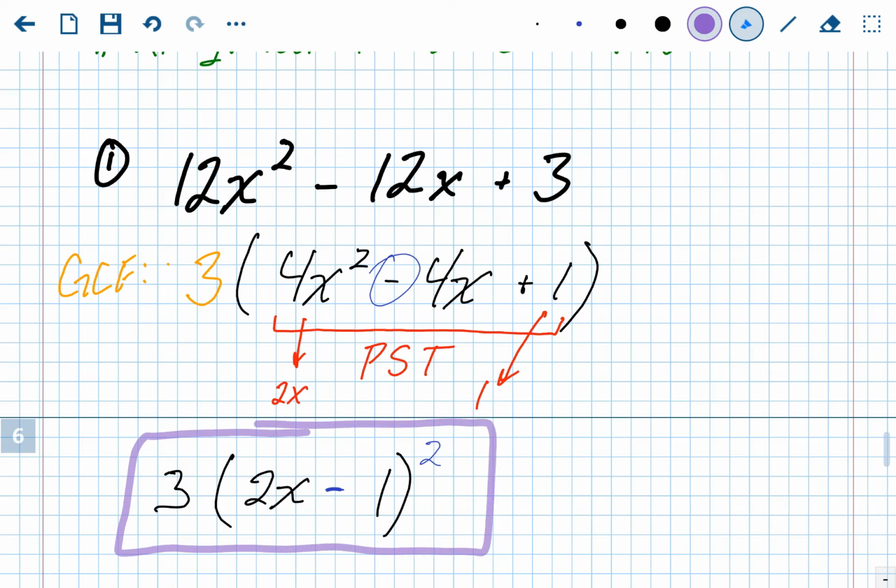All right, so again, if we didn't do the GCF, that isn't a perfect square trinomial. So always look for a greatest common factor and then see if it's a special pattern or see if it's factorable again.